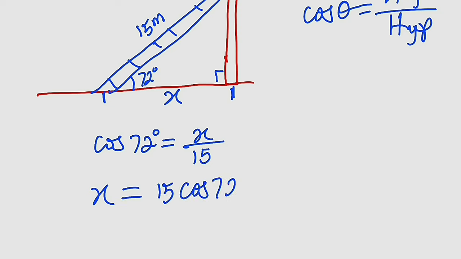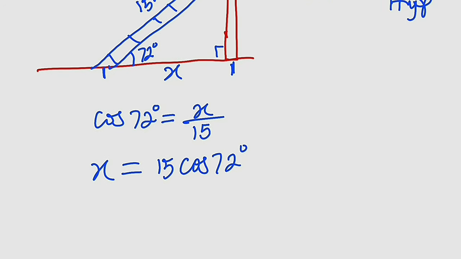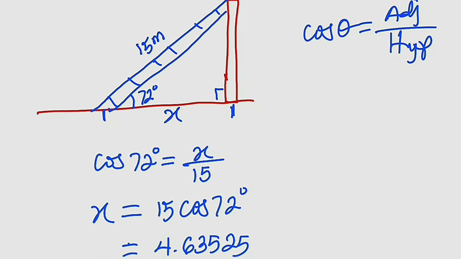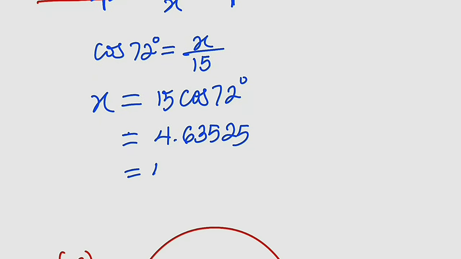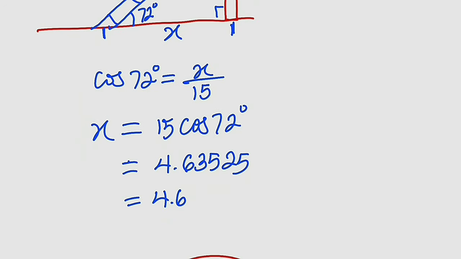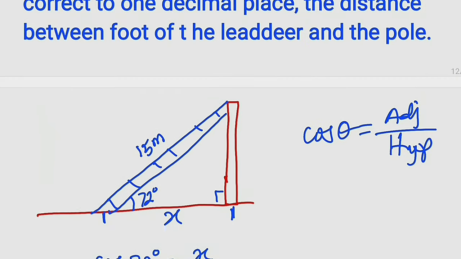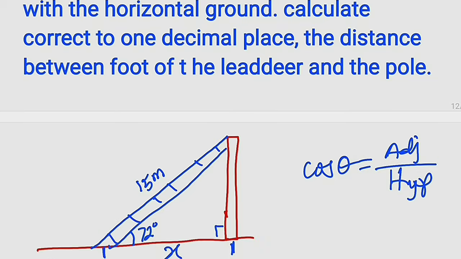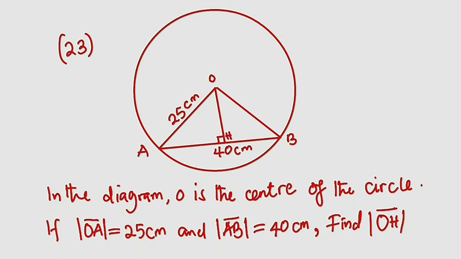x equals 15 cosine 72 degrees. And 15 multiplied by cosine of 72 degrees will give us 4.63525. But they said correct to one decimal place. Therefore, this is equal to 4.6. Is it in meters? Yeah, meters, in one decimal place. As simple as that. So this is the solution to question number 22. Let us move on to question number 23.